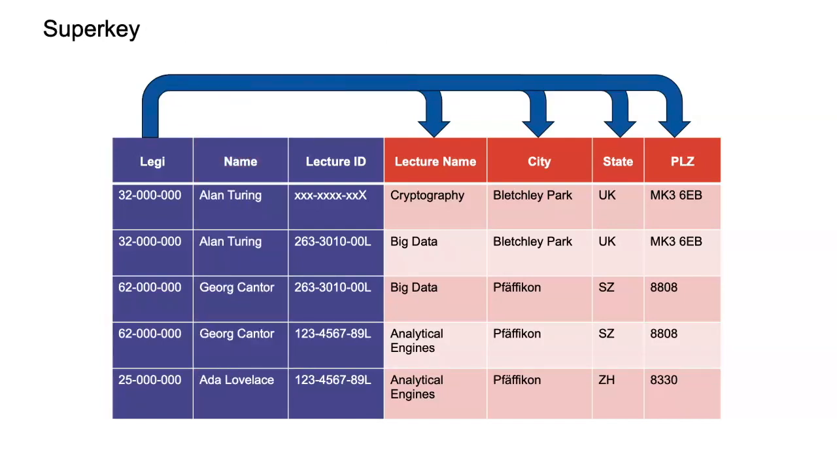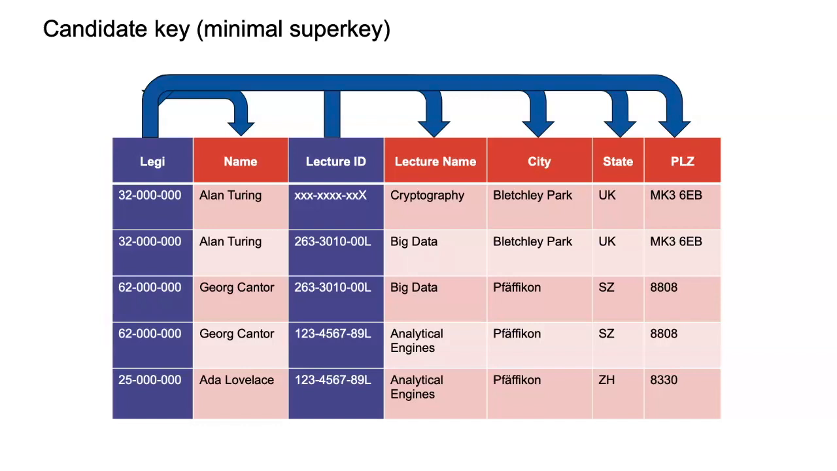And then you try to find the minimal ones because you might realize that this is too much, that there are superfluous columns here, so you can remove them and realize that only these two are enough, right? That's a minimal super key. You cannot remove anything anymore. That's called a candidate key. Why candidate? It's a candidate for primary key.